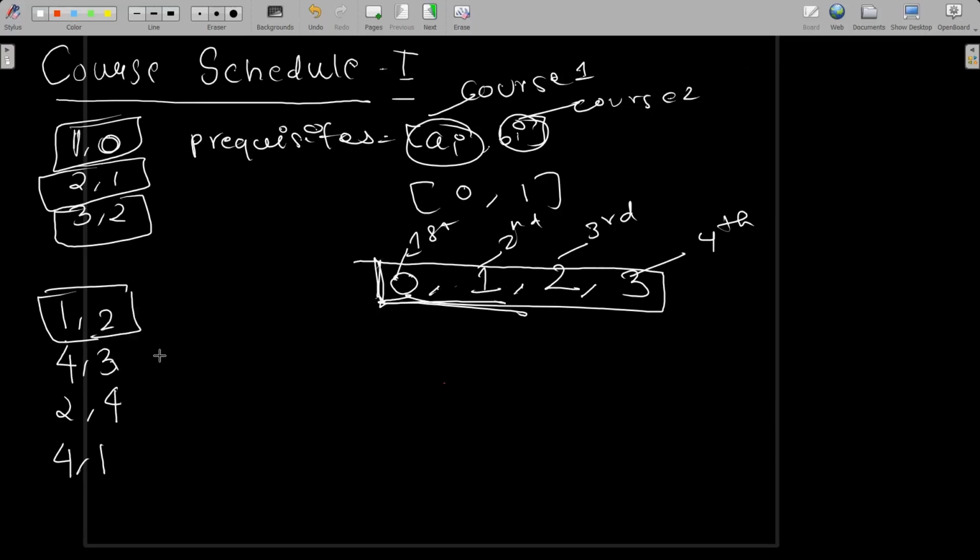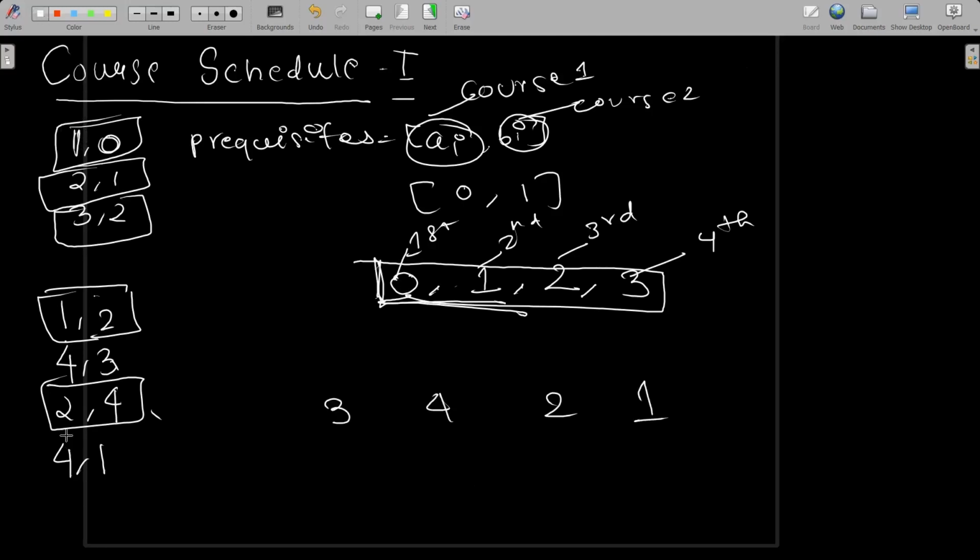Now, in this other case, to take course 1, you have to take course 2 first, so course 2 should be before course 1. In the case of 3 and 4, course 3 should be taken before course 4, so course 3, then course 4. When you have course 2 and 4, you have to take course 4 before you can take course 2, which means course 4 should be taken before 2, and 3 should be before 4. So you can write it like this, can't you? Let me just write it properly: 3, 4, 2, 1.